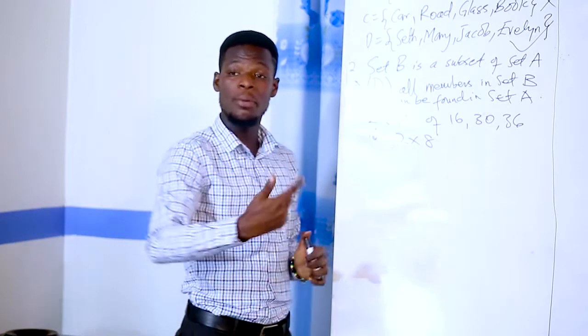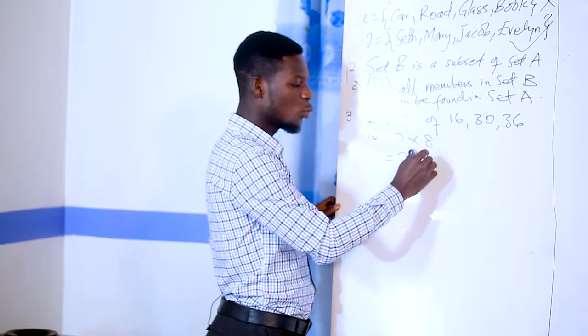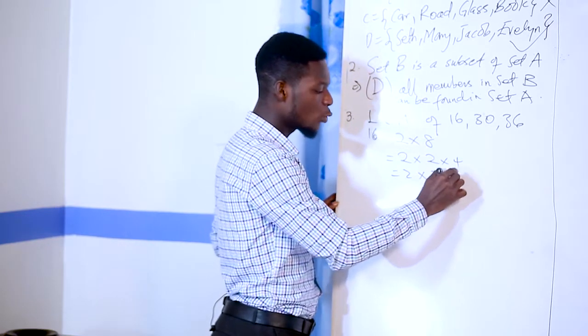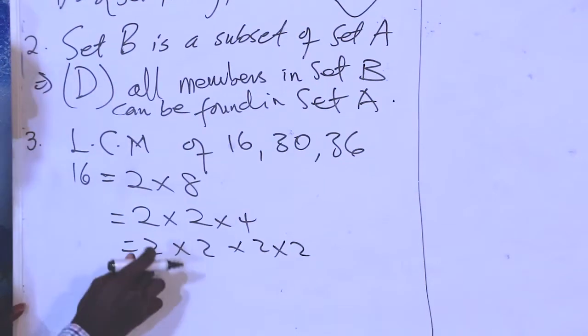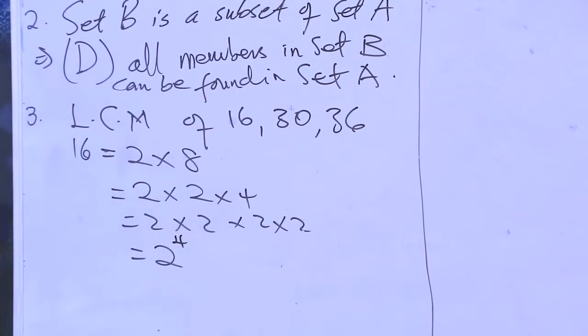So all the numbers should be prime. Okay, let's go. 8 is also 2 times 4. 4 is composite, so 4 is also 2 times 2. Now we have 2 raised to the power 1, 2, 3, 4. So 2 raised to the power 4 is 16.